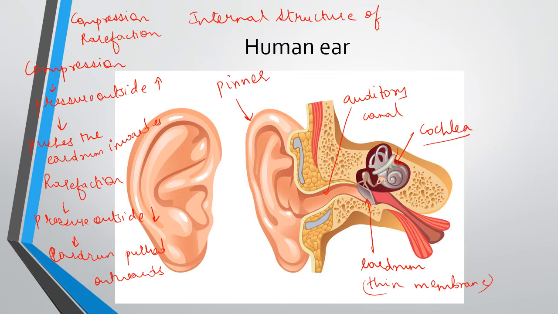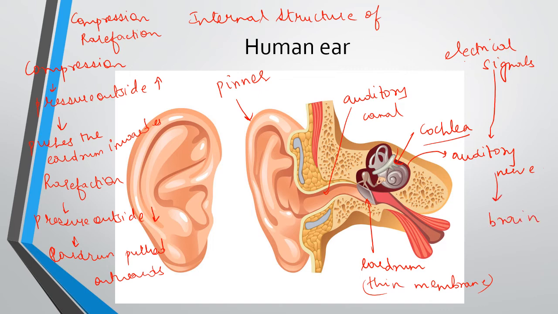The function of this cochlea is that it receives the vibrations from the eardrum and converts them into electrical signals. These electrical signals are then sent to the auditory nerve, and from the auditory nerve they reach the brain, where the brain analyzes these signals. Okay, understood?